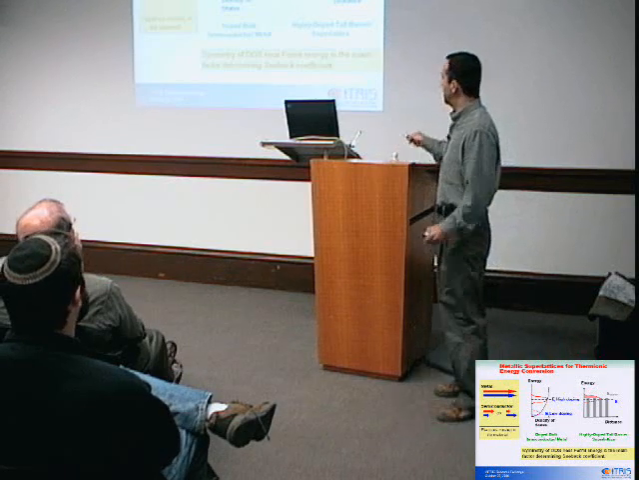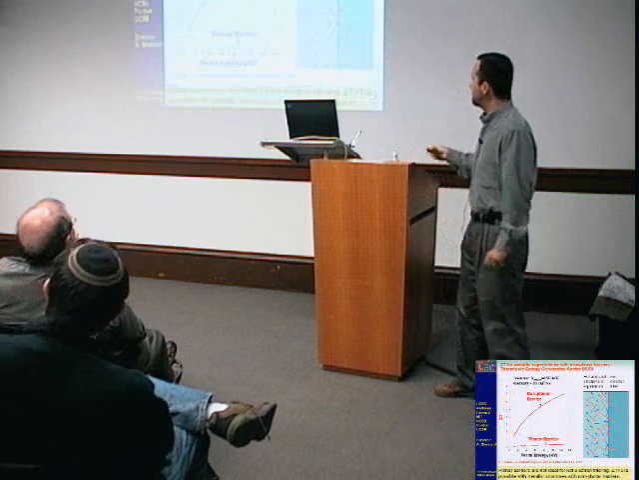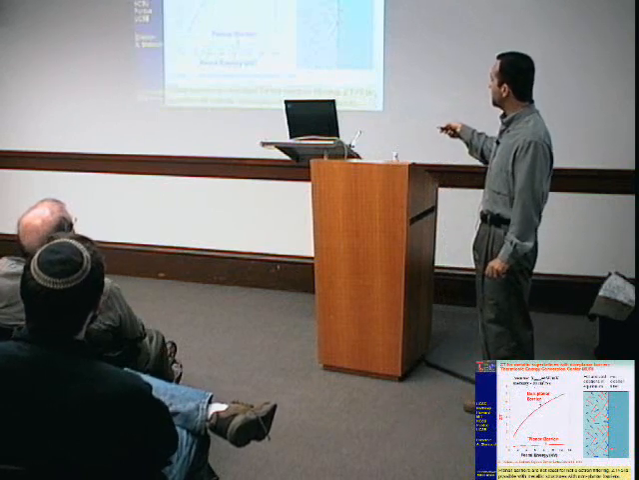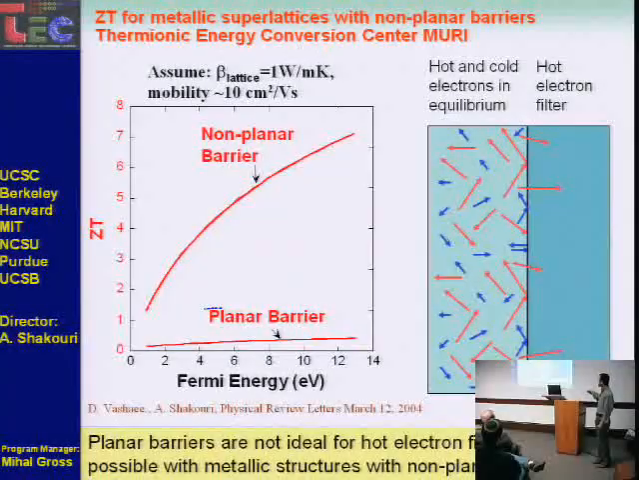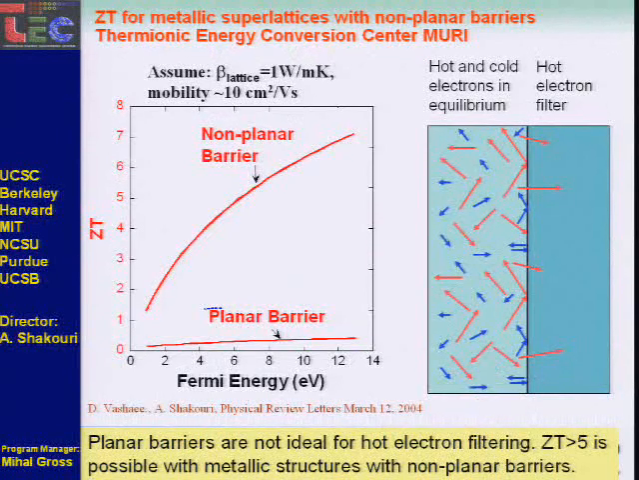And this should make a metal quite good. These are theoretical calculations that came out a couple of years ago. The ZT we could get with a metal with high Fermi energy, a high number of electrons, could be an order of magnitude better than the current state of the art.